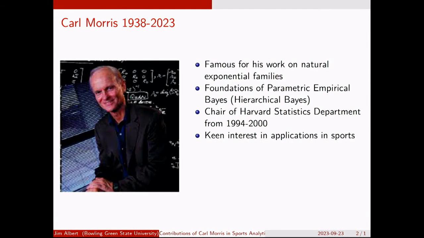Okay, so Carl, of course, was well known for his work in exponential families, and I think he set the foundation for hierarchical Bayesian modeling, which is called parametric empirical Bayes. He was the chair of the Harvard Stat Department for a number of years, and he had a keen interest in applications in sports. So I'm going to focus on his interest in sports and his papers in sports.